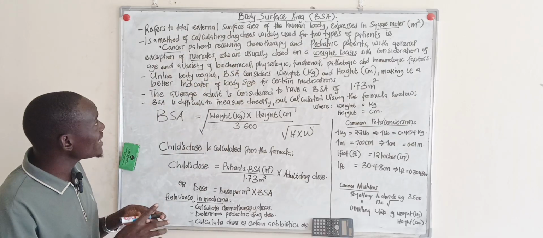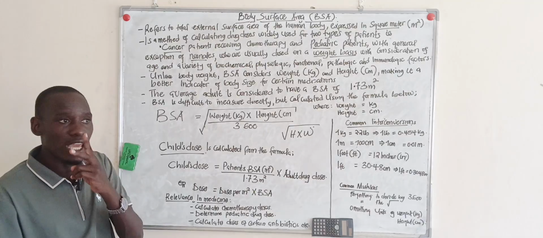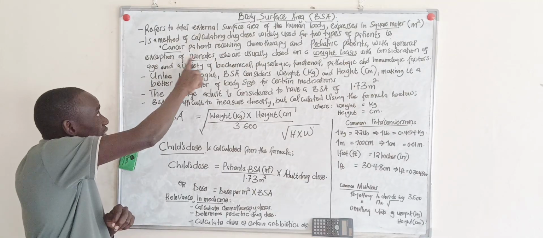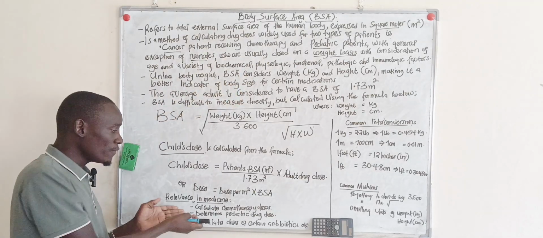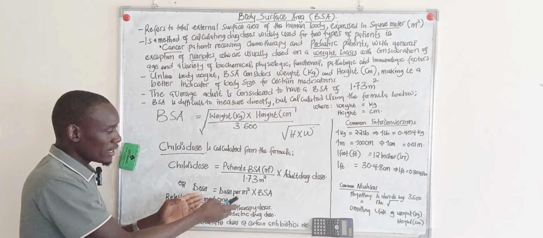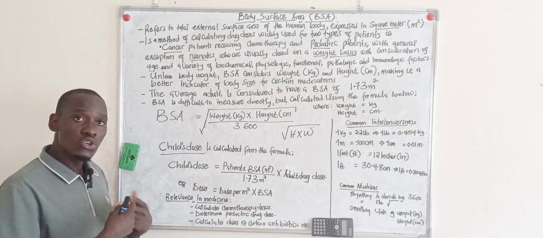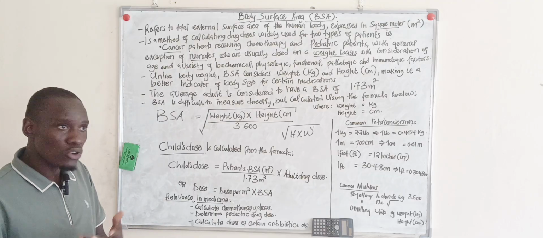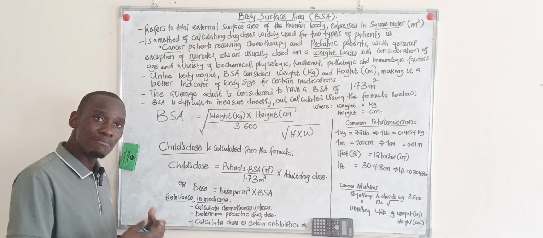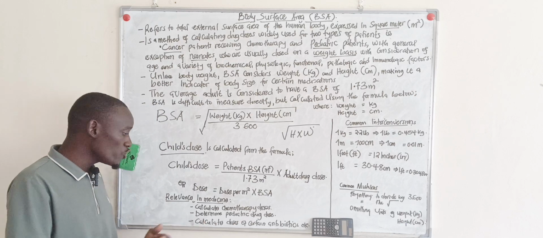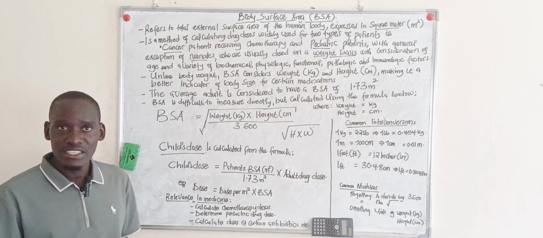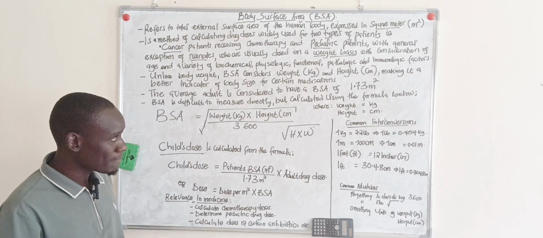What is the relevance of body surface area? We say it is used for two types of patients. One is cancer patients, therefore it is used to calculate chemotherapy doses. Secondly, it is used to determine pediatric drug doses. And lastly, but not least, it is also used to calculate doses of certain antibiotics.